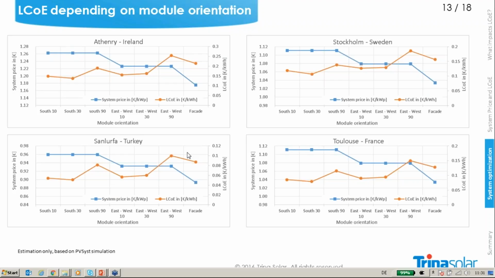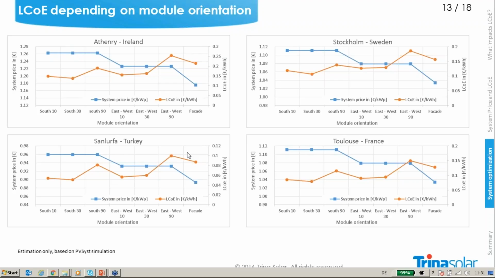Why are the capex so different depending on the country? One of the biggest impacts is the labor cost, especially if you compare Turkey and Sweden. There's a very big difference in the cost per hour to install the system, and for sure it's also part of where you can source the components.